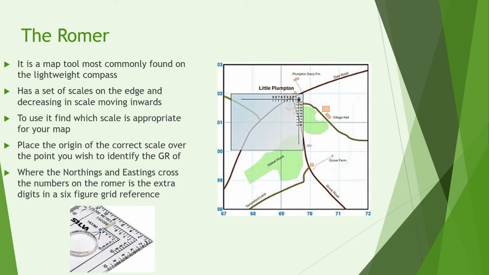Where the northings and eastings cross the numbers on the romer, whatever you want to call it, is the extra digits in the six-figure reference. So in our example, we can see that it's crossed the eastings at 6 and it's crossed the northings at 8. This means that place is at 696018.